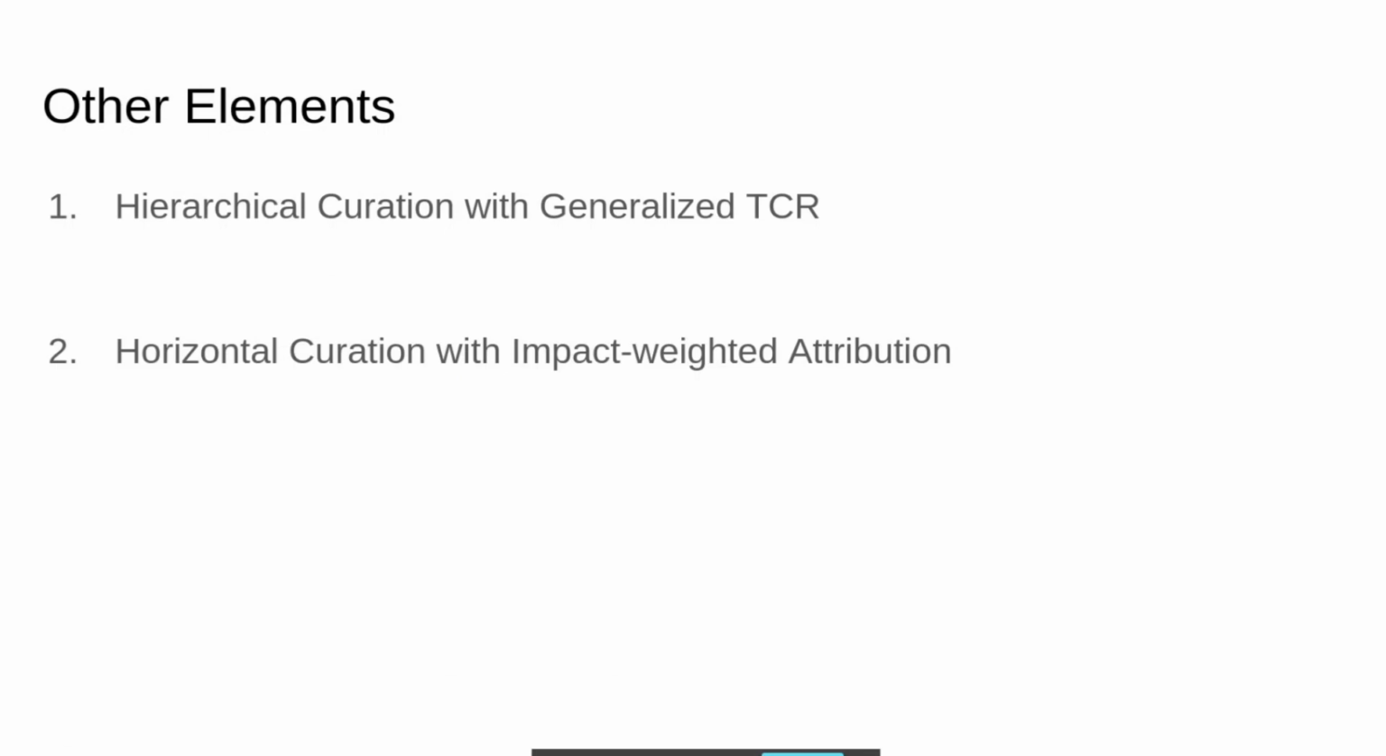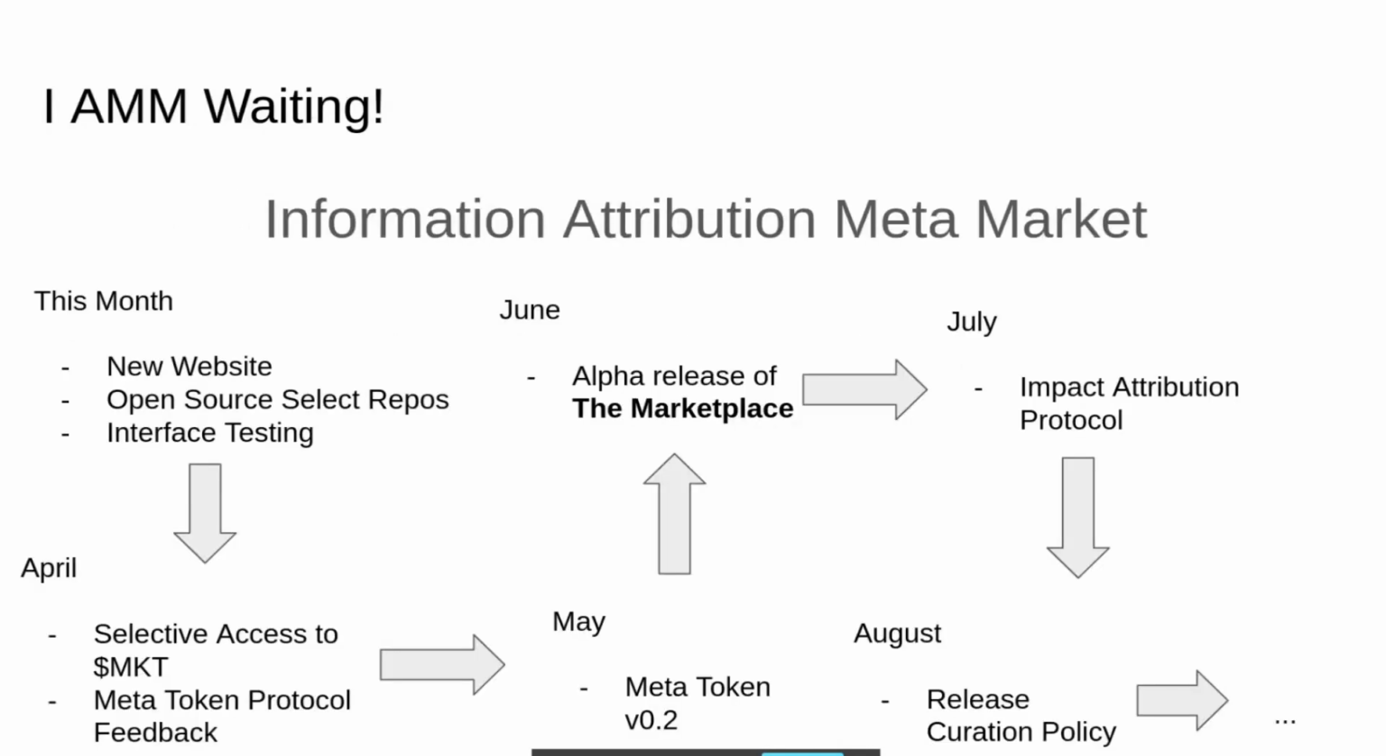So we need a way to capture that, and that's with this automatic attribution based on relevance and archiving processes that curate these types of things, basically giving credit where it's due. Okay, and that's what IAMM stands for, the Information Attribution Meta Market.